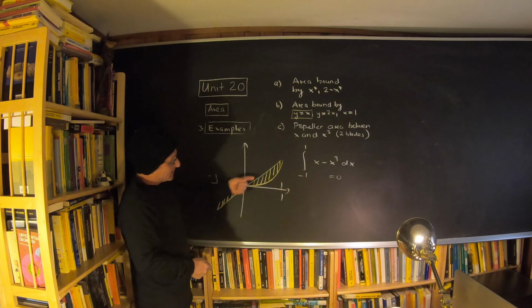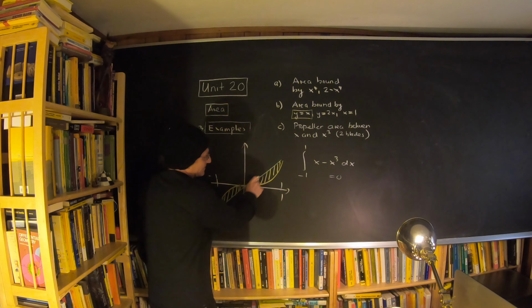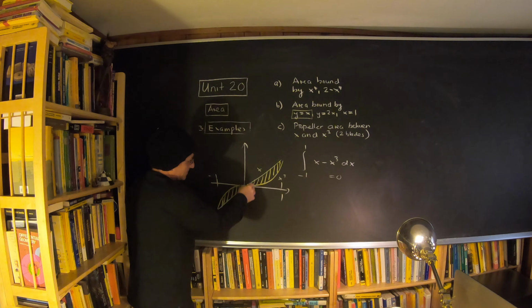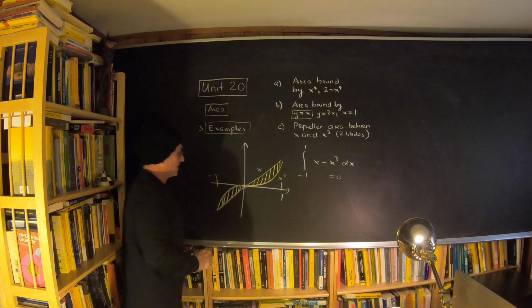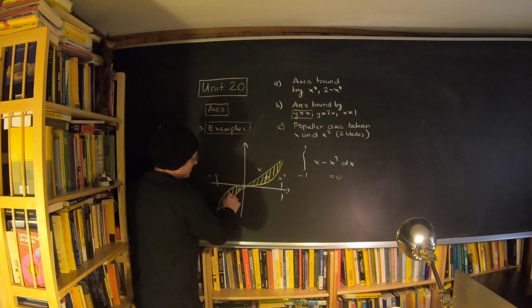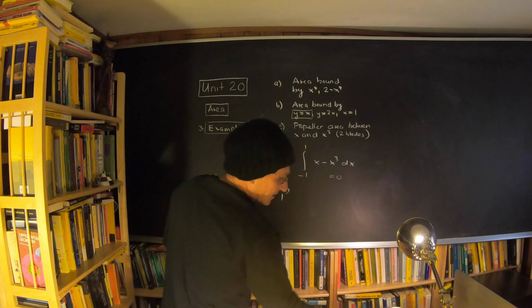The reason this gives 0 is that the function x is above the function x cubed on one side, and on the other side the graph of x is below the graph of x cubed. So there's a switch of the order. This is a positive and this is a negative contribution. So that's not how we do that.